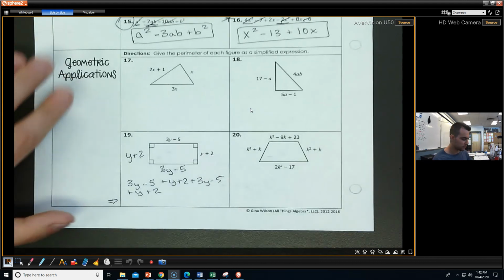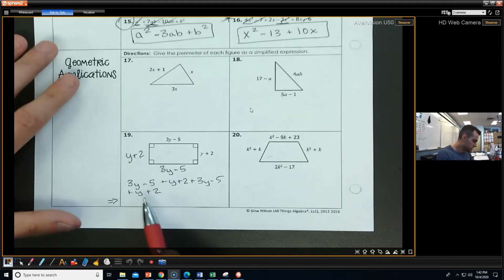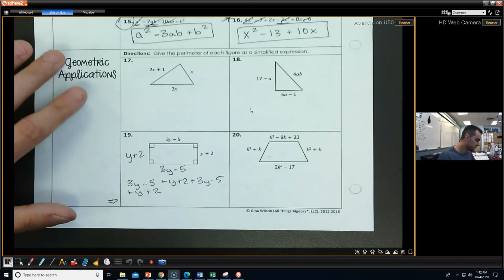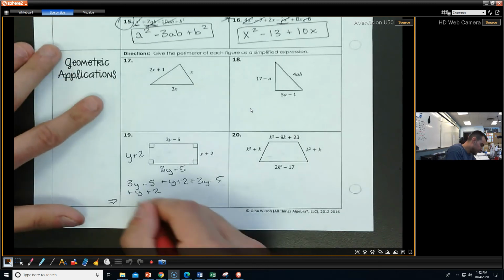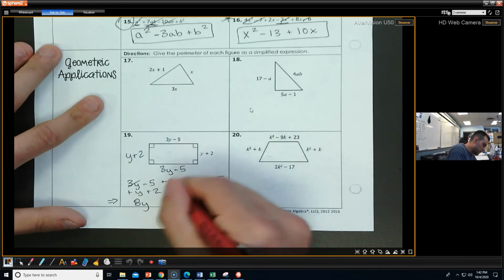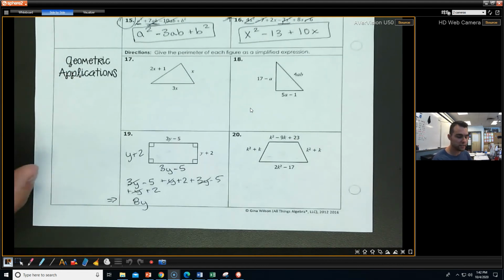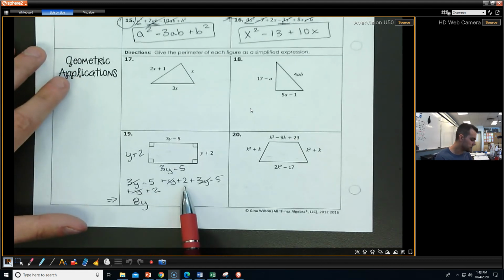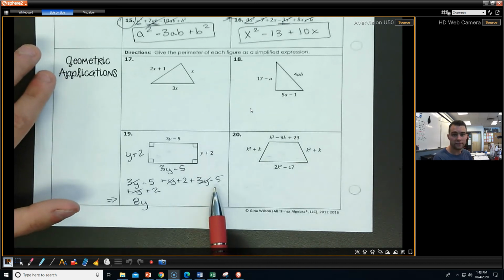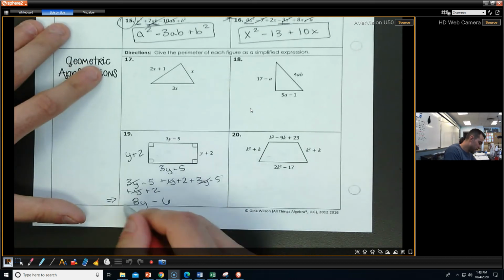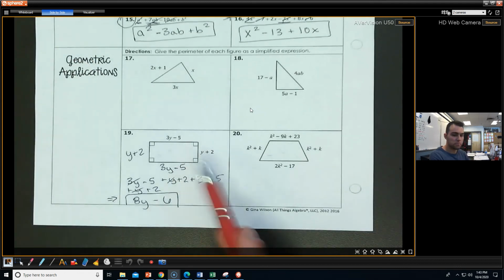There's a lot going on right there, so let's try to clean this up, right? We might have to go off-roading off this page. So I got 3y plus y plus 3y plus y. That's going to give me 8y. Cross them off so I don't have to look at them anymore, and I can just focus on the constants. We have negative 5 plus 2. That's going to be negative 3. Minus 5 is negative 8. Plus 2 is negative 6. So 8y minus 6 is the simplified version of this rectangle's perimeter.